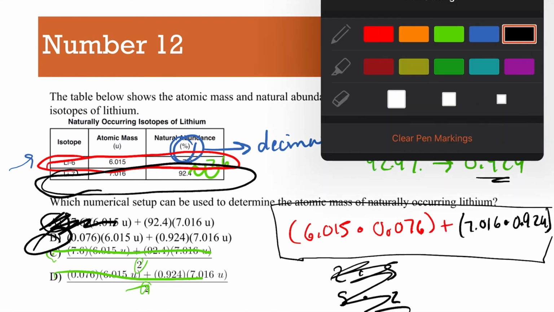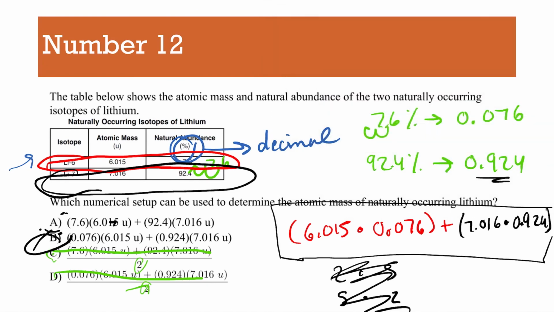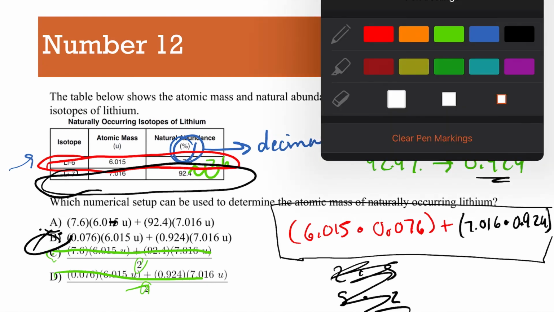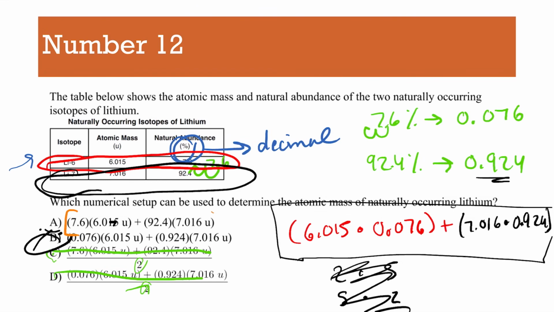Now, a common mistake people make is choosing A. A would be right if it took everything and divided it by 100, but they did not, so that cannot be the answer. So it has to be B.